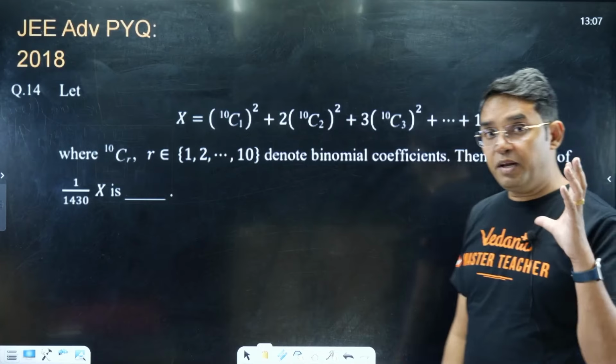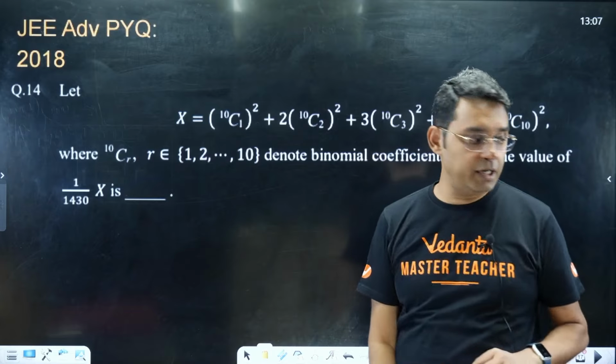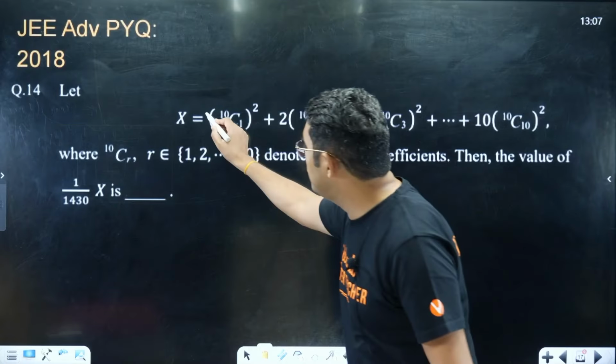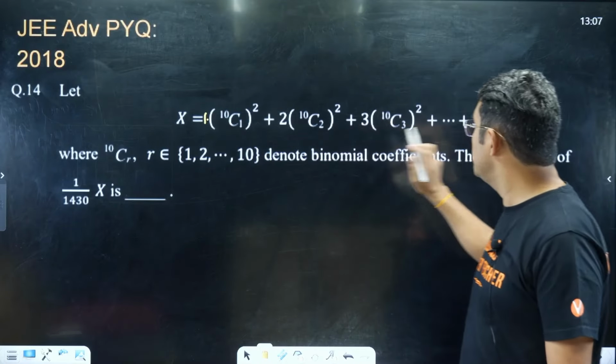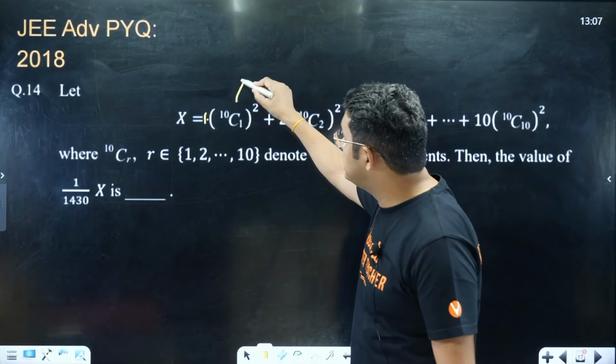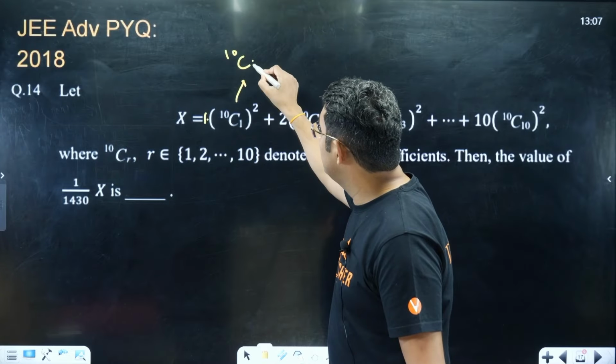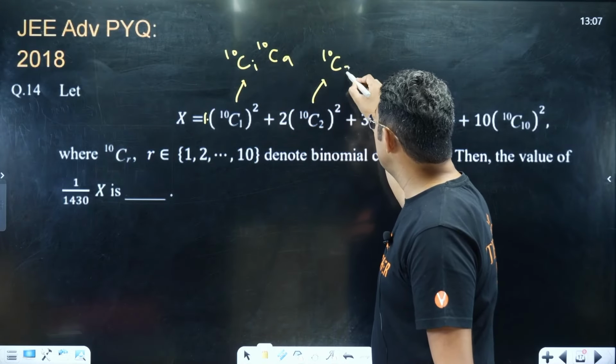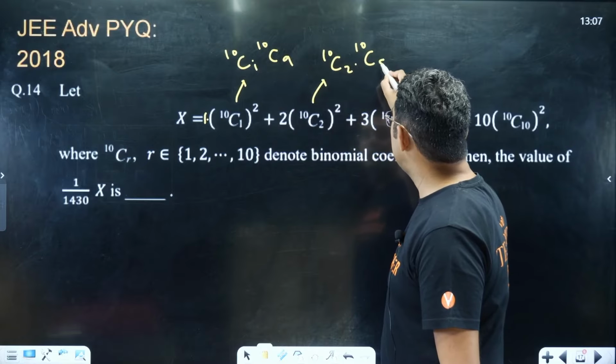Now coming to previous year questions, in fact my first question is directly based on this question only, which I have told you just now. 1 into this, 2 into this, 3 into this, and so on. So if you write this as 10C1 into 10C9, this as 10C2 into 10C8, and so on.